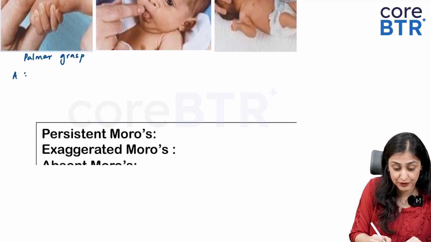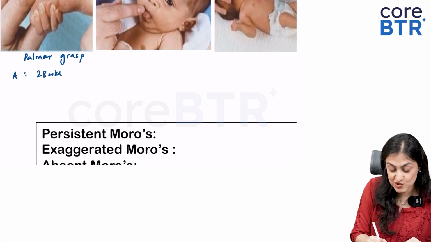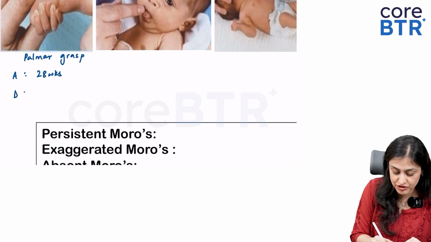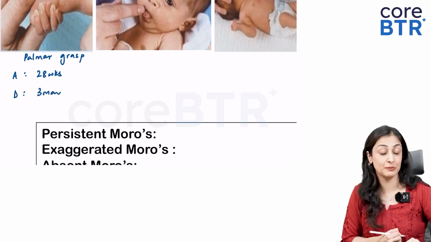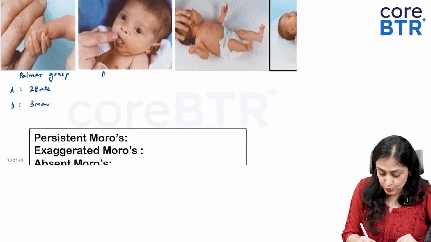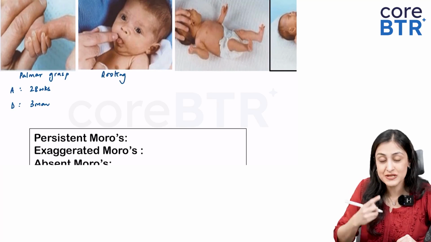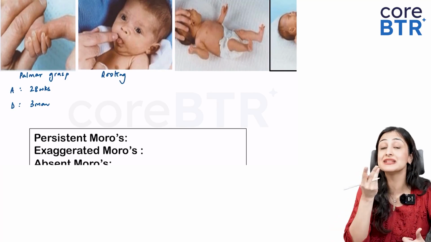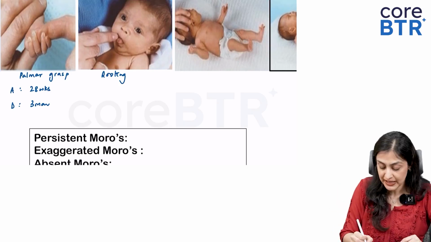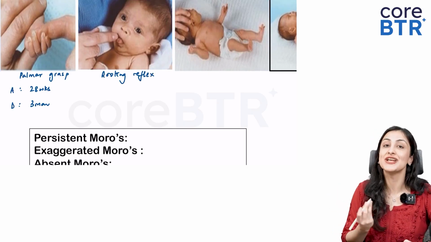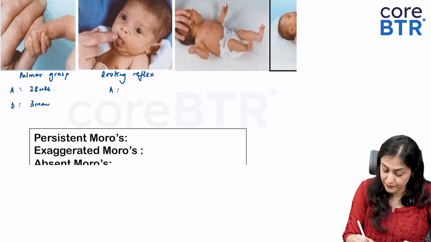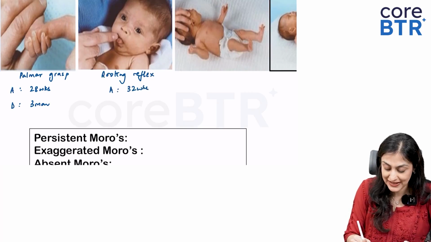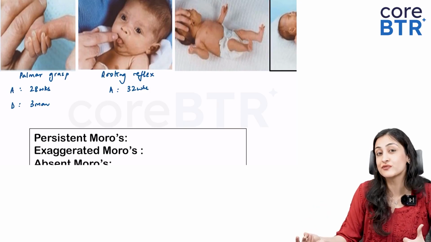So this is what appears as early as 28 weeks of gestation, disappears by 3 months. Then you have this rooting reflex. Rooting reflex is basically when you stroke the side of their mouth, they'll think that some food is coming. So this is where they'll start opening their mouth and looking for food. So that's rooting reflex.